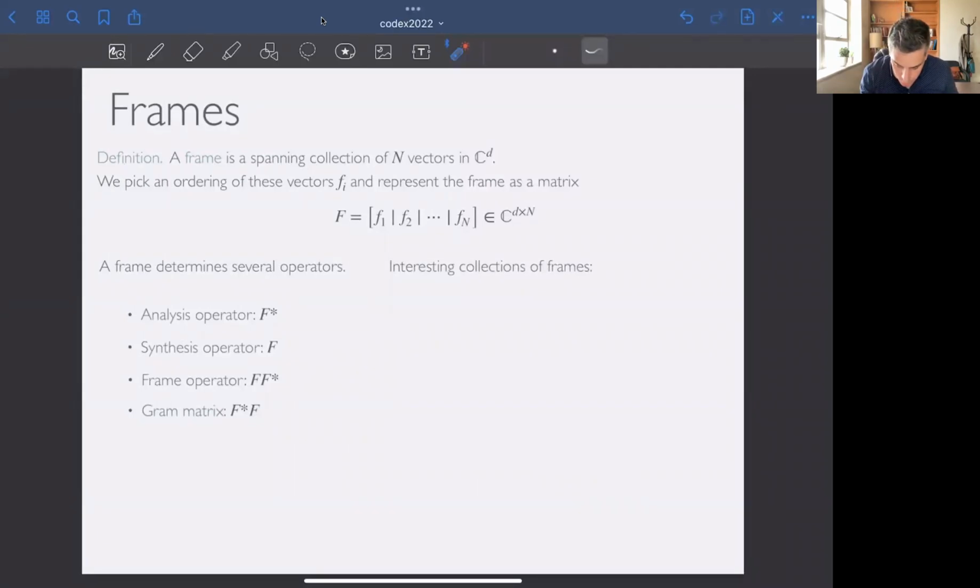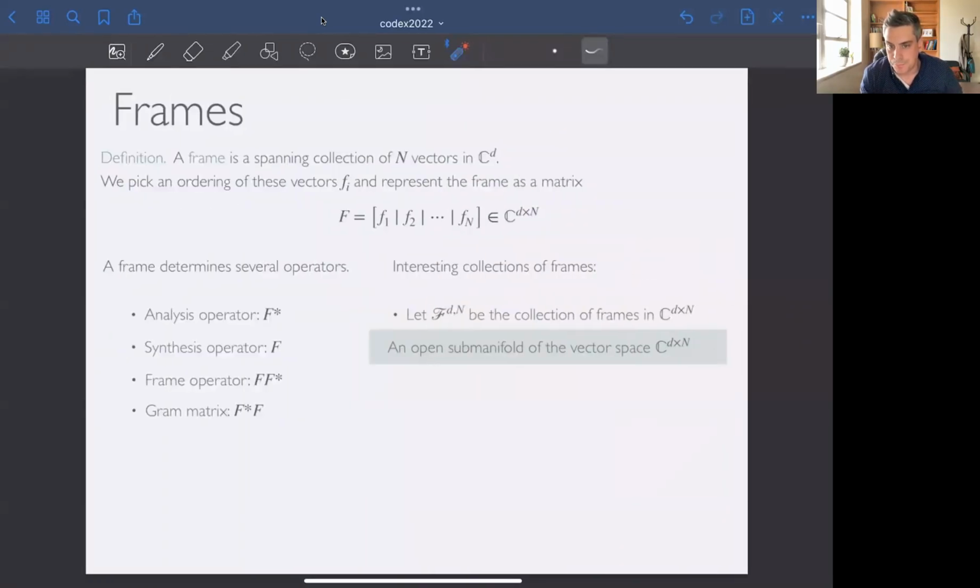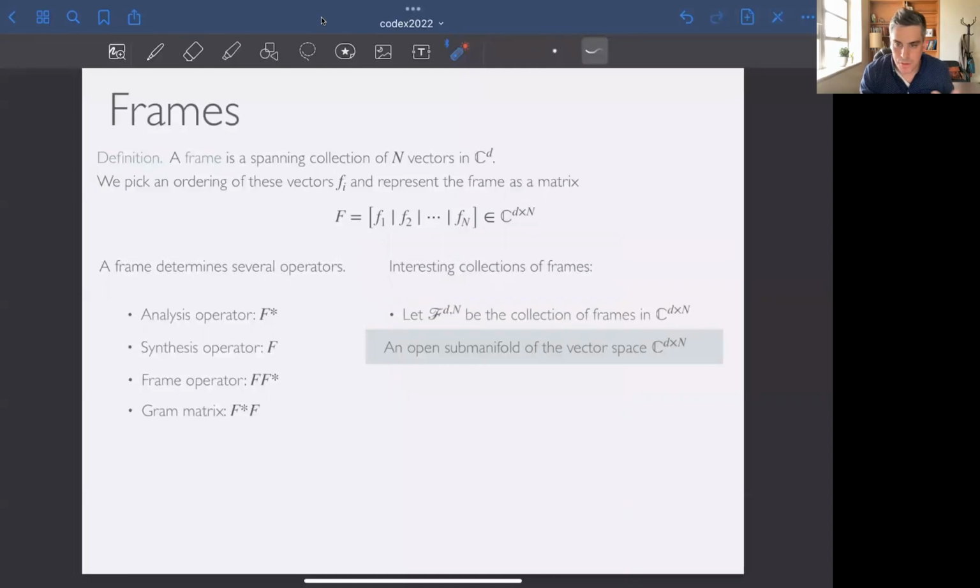Okay, so now we're going to consider interesting collections of frames, where I take frames and impose prescribed spectral properties or norm properties. We'll also use set notation. My first collection of frames is just all the frames.